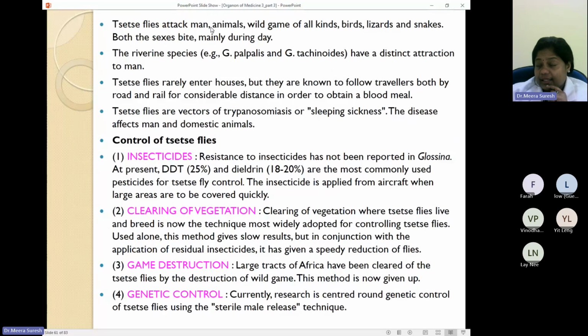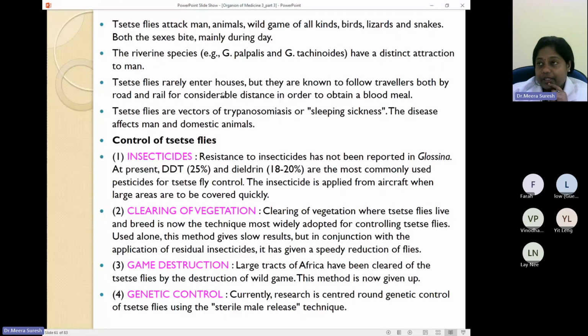So it can attack any organism: man, animal, wild animals. They have used the term wild game. It's actually wild animals of all kinds, birds, lizards, anything they can bite, and both the sexes actually bite. The riverine species actually has a distinct attraction to man, and there is a special feature of these CC flies.